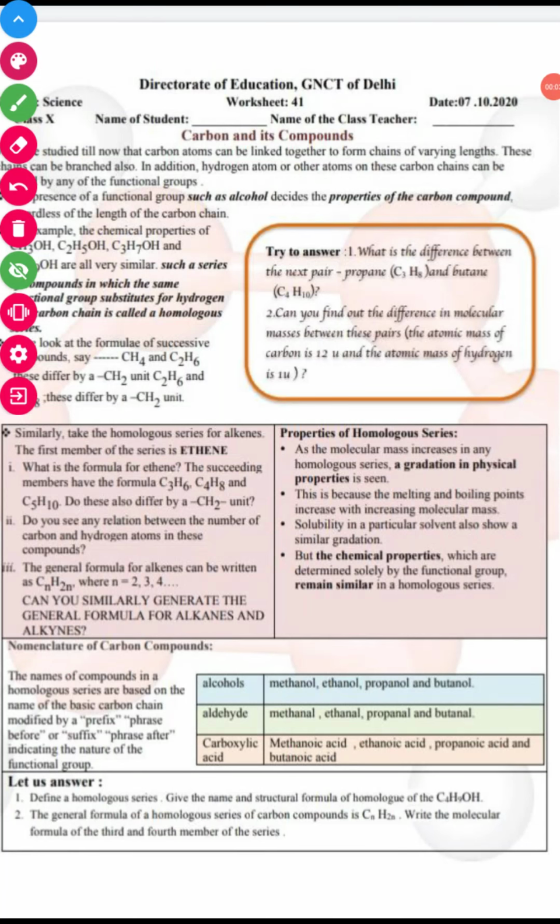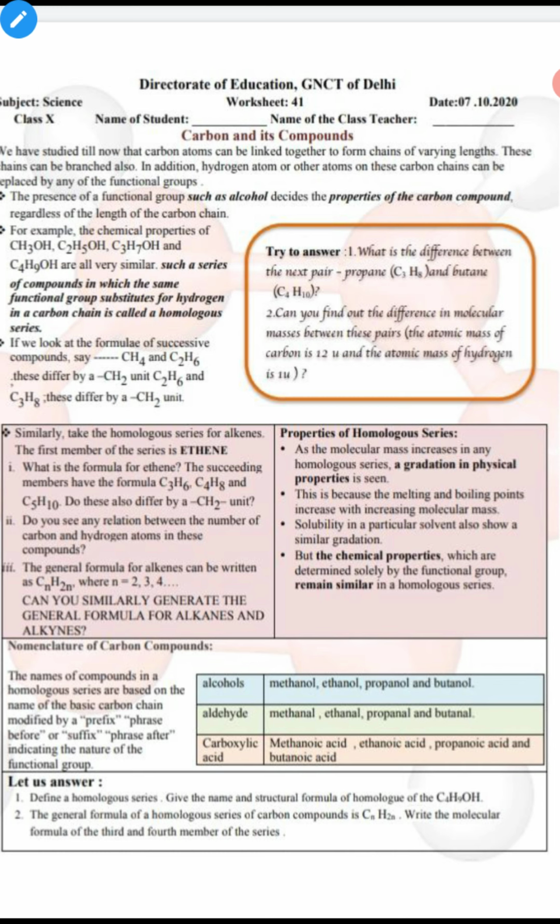Good morning, dear students. Once again, we are here to discuss RDOE worksheet 41, which is from your chapter Carbon and its Compounds. Today we will study that carbon atoms can be linked together to form chains of varying length. These chains can be branched also.